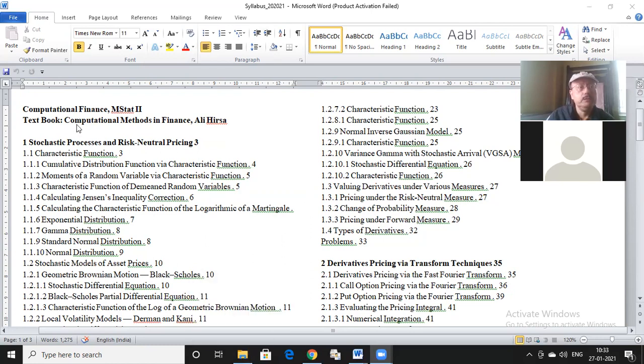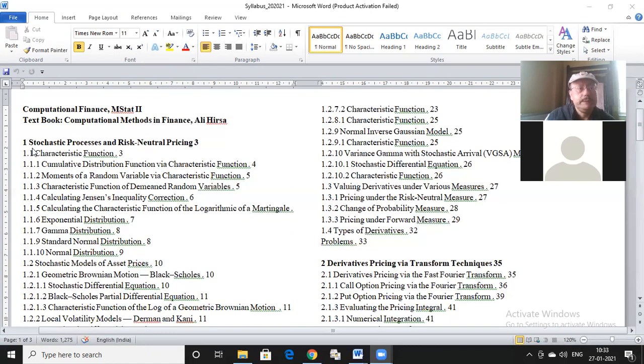As I have already told you, our textbook for this course is Computational Methods in Finance by Ali Hirsa. So all of you have now downloaded the book. Yes, sir. Because as you can see from the course outline, it is a direct subset of the contents of the book. So I'll be following this section by section. So it's a very easy way to deal with the course if you follow the book.